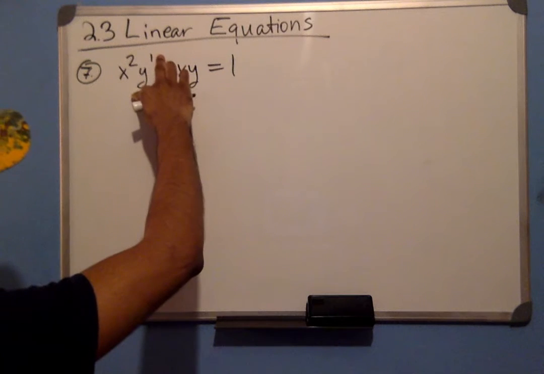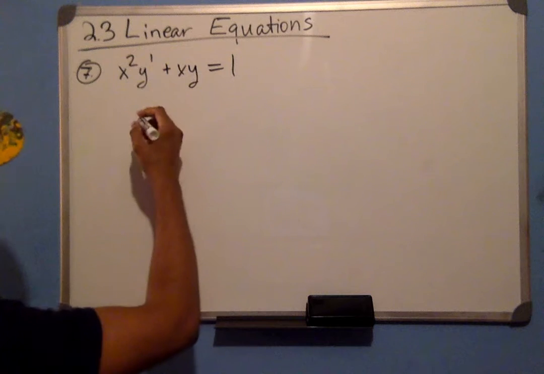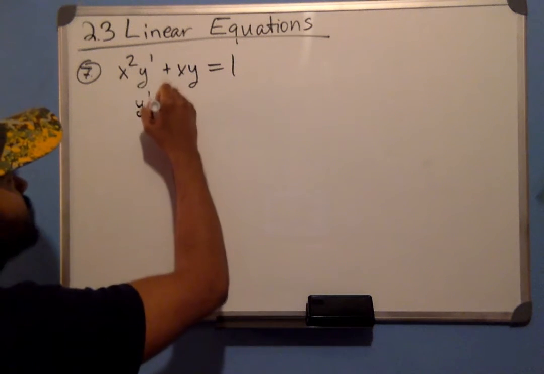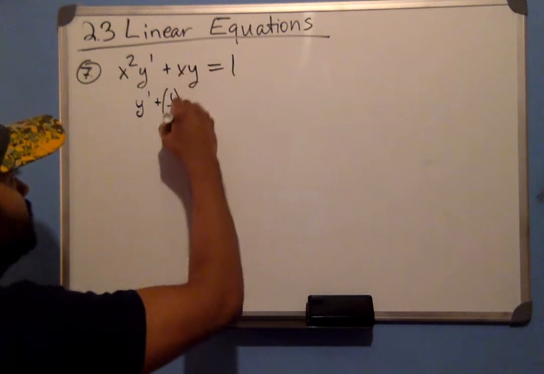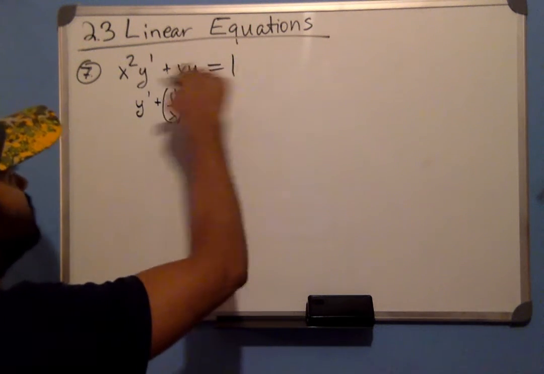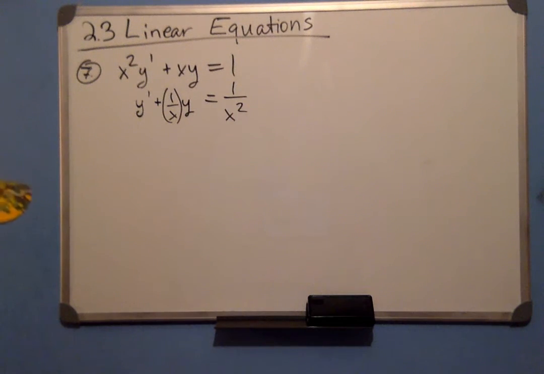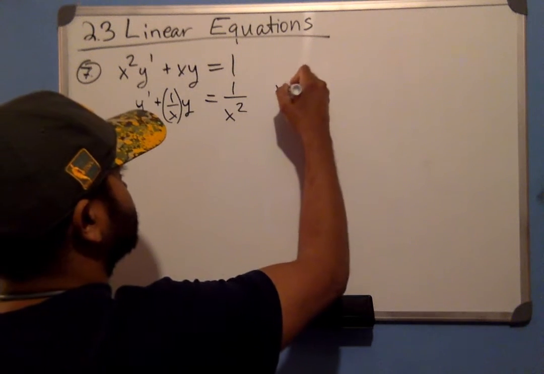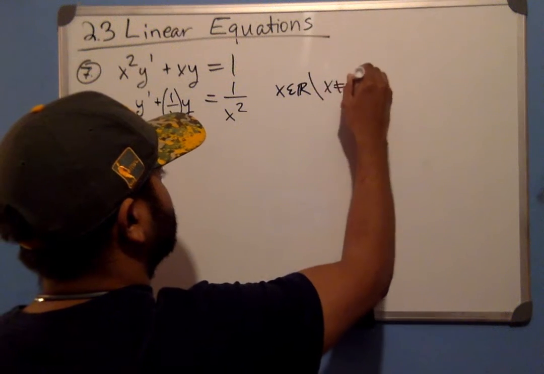So let's isolate the y prime to make it alone and rewrite the equation. We'll divide the entire equation by x squared. We've got x squared plus x divided by x squared gives me 1 over x times y equals 1 divided by x squared. The first thing we want to do is label the domain over here. We could say that x is an element of all real numbers except for 0.